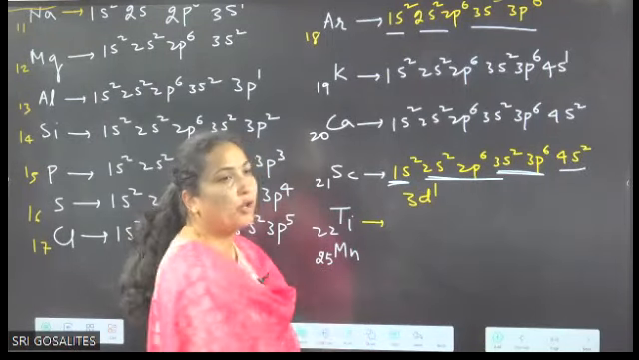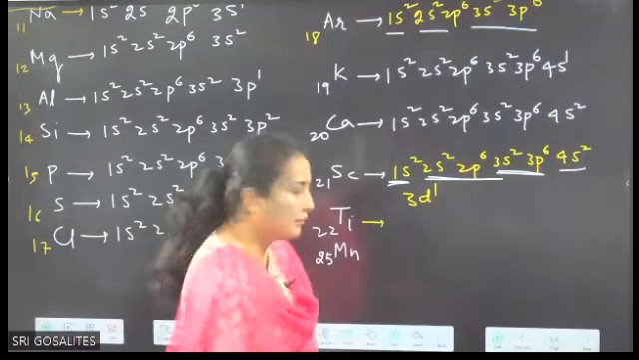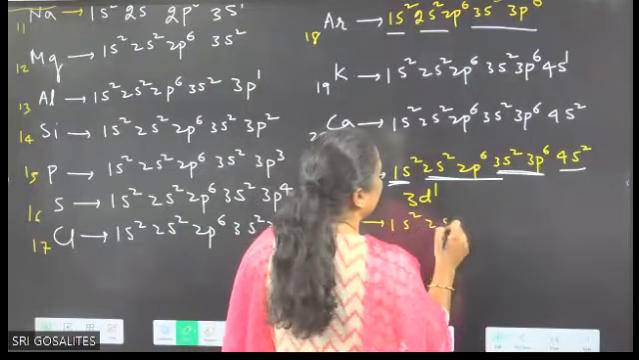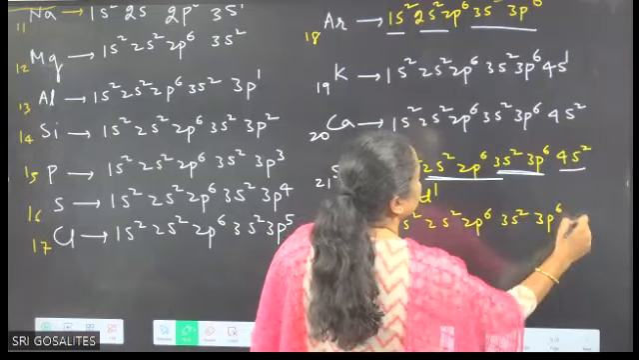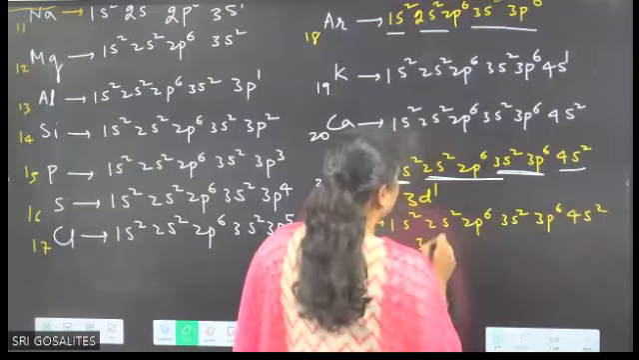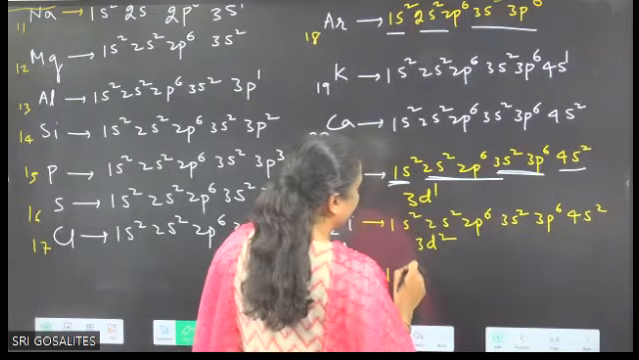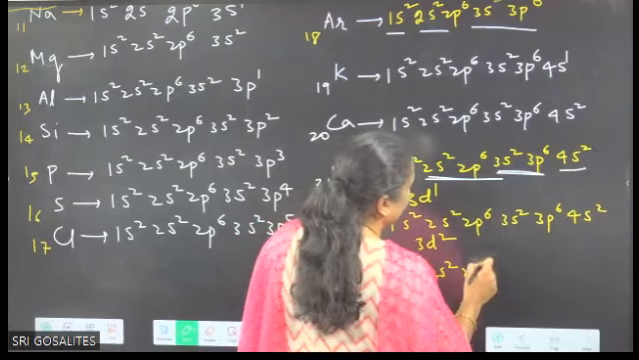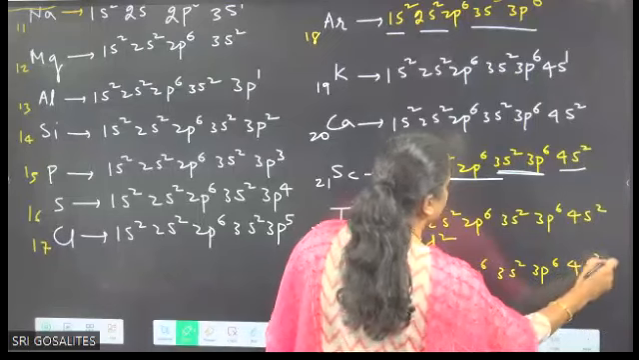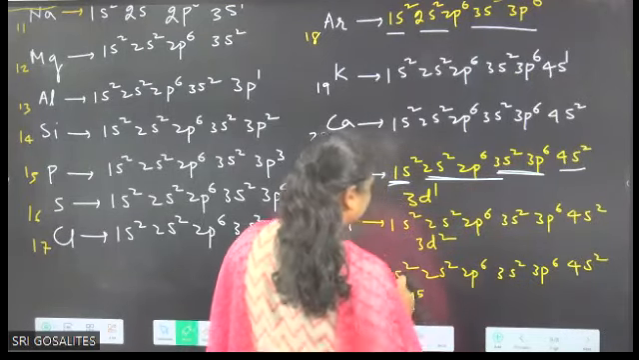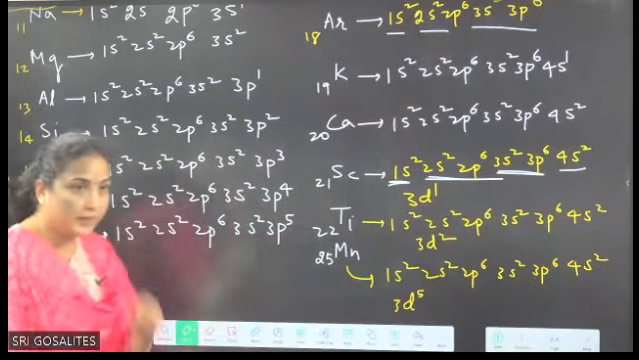Now for titanium, you tell me where I'll move. 3d2 it will become. For Mn, it will be 3d5. So for titanium it is 1s2, 2s2, 2p6, 3s2, 3p6, 4s2, 3d2. For Mn, 1s2, 2s2, 2p6, 3s2, 3p6, 4s2, 3d5. Right?